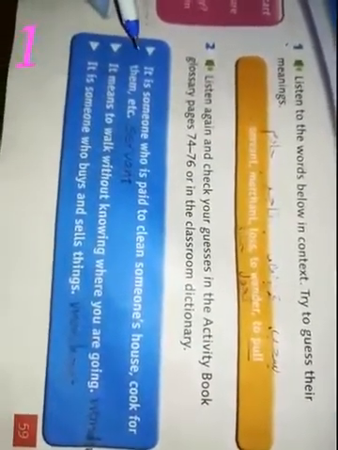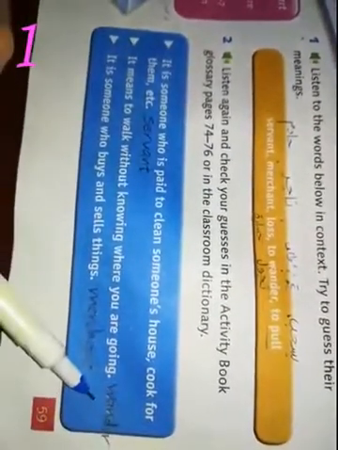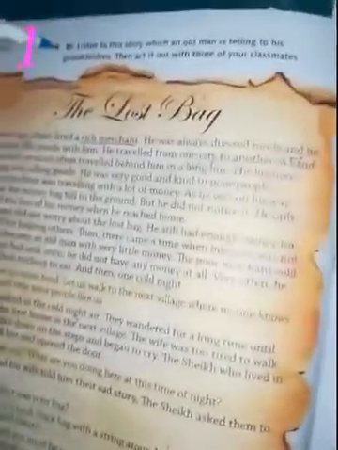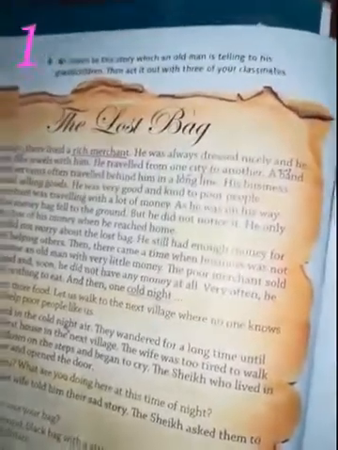What's the meaning of it's someone who's paid to clean someone's house, cook for them? He is the servant. Number 2, it means to walk without knowing where you are going. Means wander. It's someone who buys and sells things. He is the merchant. Now, move to the next page. Listen to the story which an old man is telling to his grandchildren. Then act it out with 3 of your classmates.